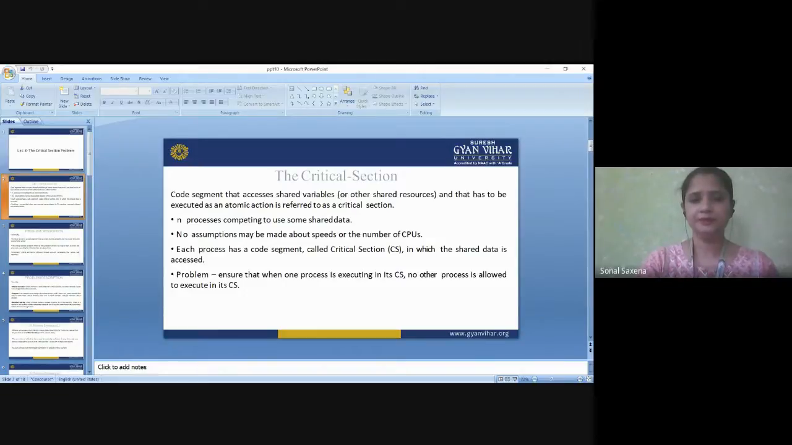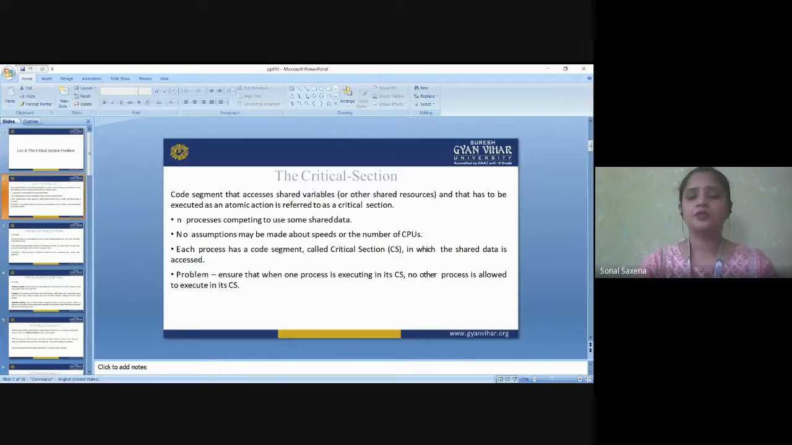Let us understand that the critical section is any code segment, any piece of code, that accesses shared variables or shared resources and has to be executed as an atomic action. That is referred to as the critical section. Then, there are n processes competing to use the same shared data. When will this problem occur? When there are n number of processes and every process is trying to grab a shared resource, deciding which should run first. In competing like this, the critical section problem can sometimes occur.